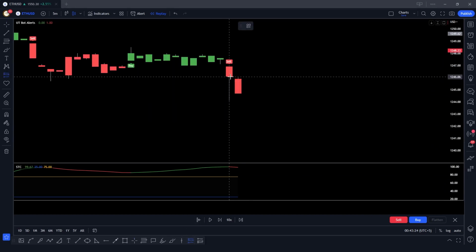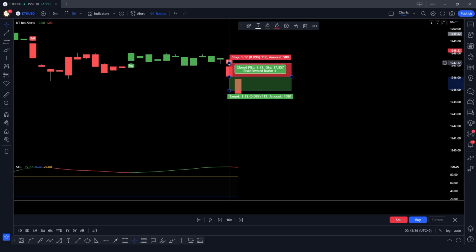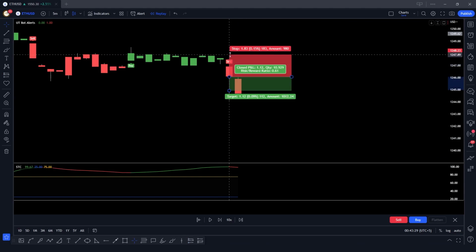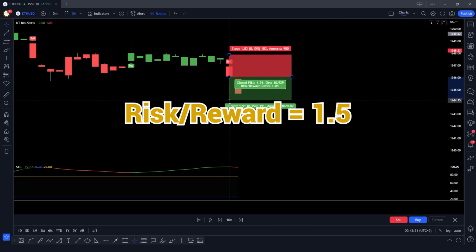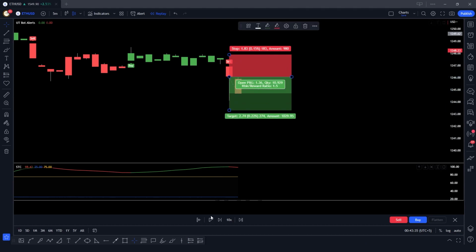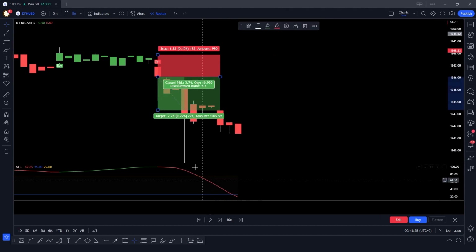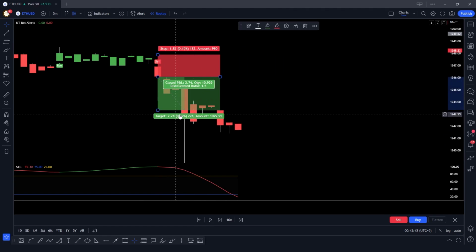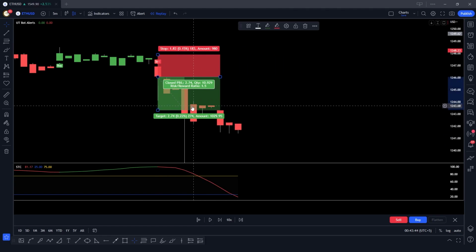So we'll put our entry at the close of this bearish candle, and we'll put our stop loss at the last swing high, and we'll be targeting 1.5 to our ratio. So now let's forward play the market, and as you can see, our target was hit here. So this trade was a profit of 1.5 to our ratio.